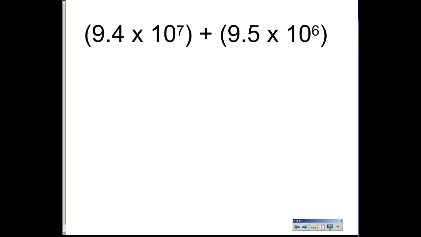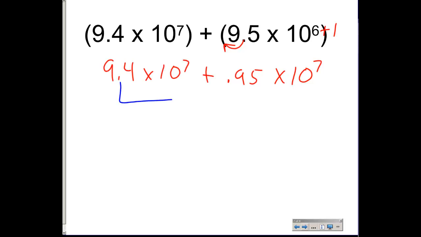We're going to try another one here that requires an adjustment before and after. We can see that this 6 is smaller than 7, so I'm going to add 1 to it, make that 10 to the 7th power. That's going to cause an adjustment to the left of 0.95 plus, bring down the rest of the problem, and now I'm going to add these together. 9.4 plus 0.95, and that's going to give me 10.35 times 10 to the 7th power. And this is the actual correct sum.